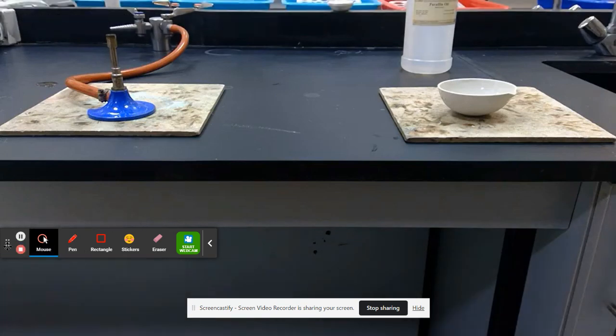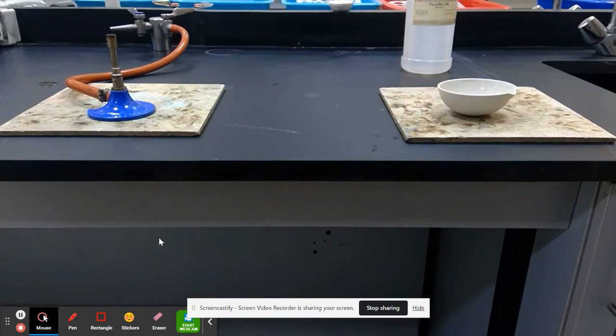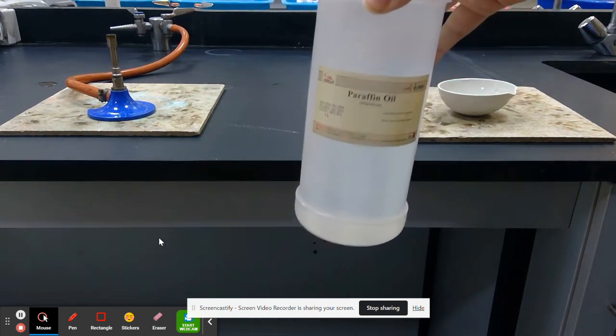Okay, ladies and gentlemen, so today we are going to have a look at the properties of some of the different fractions which we can obtain from crude oil. The two different compounds we're going to have a look at: first of all is methane, which is the normal gas that comes out of our gas taps here at school. And we're also going to look at a longer chain fraction, paraffin oil.